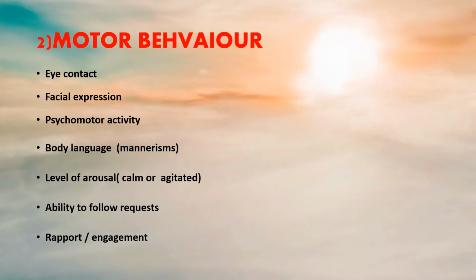Next heading is motor behavior. That is the second component of mental status examination. Under that you have to specify eye contact, facial expression, psychomotor activity, body language, level of arousal, ability to follow requests, rapport and engagement. What is body language, what is psychomotor activity, what is level of arousal, everything we have discussed in the previous video, the video related to how to write mental status examination. Please watch that video before coming to this video. I will add the link of the video in the description box also.